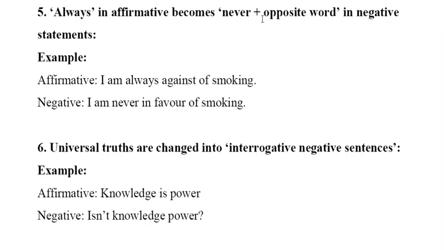Number 5 says, if we find always in an affirmative sentence, it will be changed to never and then the opposite word. I'm always against smoking, so it will be: I'm never in favor of smoking. For always we'll replace it with never, and for against we'll take in favor. So I'm always against smoking, I'm never in favor of smoking.